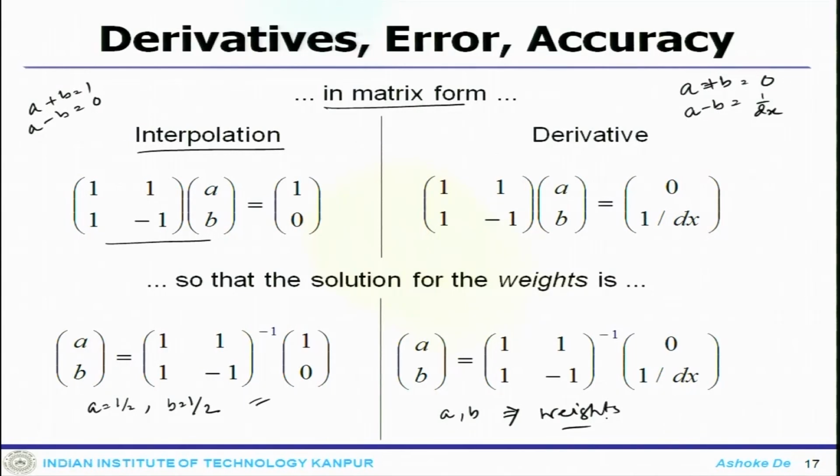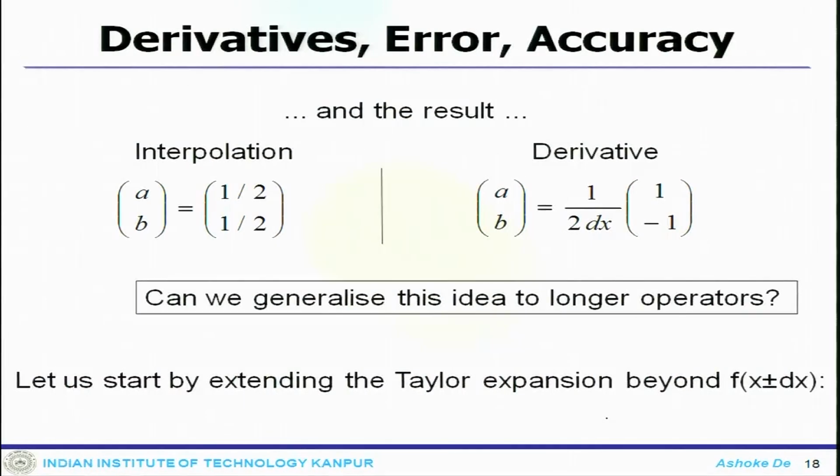Now, if you calculate that, the result, as I said, for interpolation, a and b would be half and half, and in this case a is 1 by 2 dx, b is minus 1 by 2 dx. So, essentially if you look at these two, the derivative and the interpolation, there is a nice similarity. One case you get half half, in the other case the half half is sitting there, but 1 by dx is also sitting there.